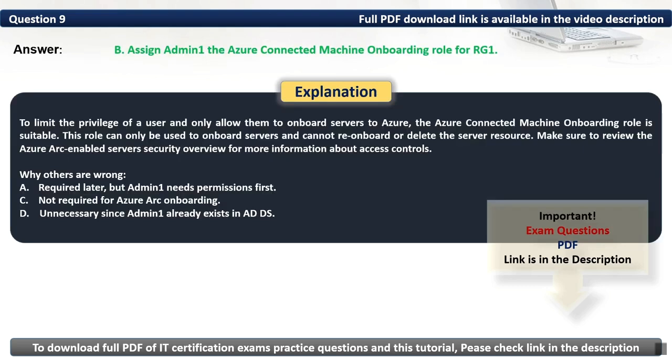To limit the privilege of a user and only allow them to onboard servers to Azure, the Azure Connected Machine onboarding role is suitable. This role can only be used to onboard servers and cannot re-onboard or delete the server resource. Make sure to review the Azure Arc enabled servers security overview for more information about access controls.